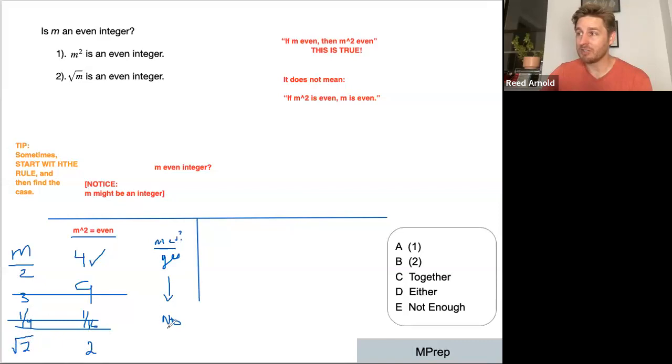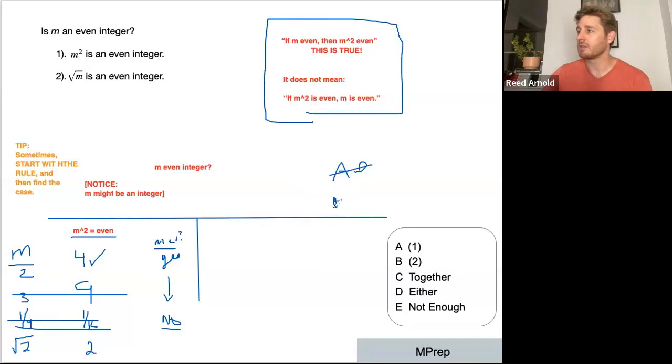So is M an even integer? Not if it's the square root of 2. Square root of 2 follows the rule because M squared is even. 2 follows the rule because 2 squared is even. In one of them, M is an even integer. In one of them, M is not an even integer. So statement 1 is not sufficient. But it's so easy to slip into logic like this. It's also easy to forget about your square roots.